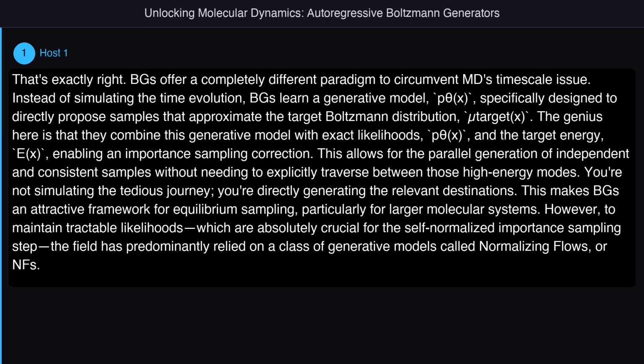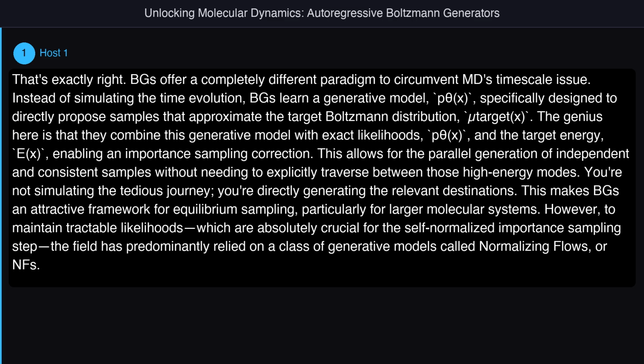That's exactly right. BGs offer a completely different paradigm to circumvent MD's timescale issue. Instead of simulating the time evolution, BGs learn a generative model, p theta x, specifically designed to directly propose samples that approximate the target Boltzmann distribution, target x. The genius here is that they combine this generative model with exact likelihoods, p theta x, and the target energy, E x, enabling an importance sampling correction.